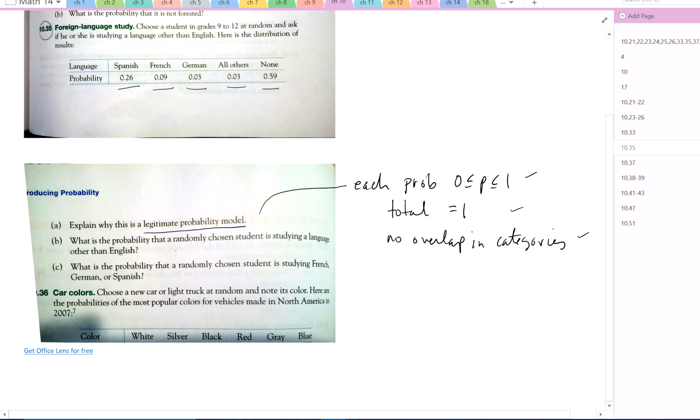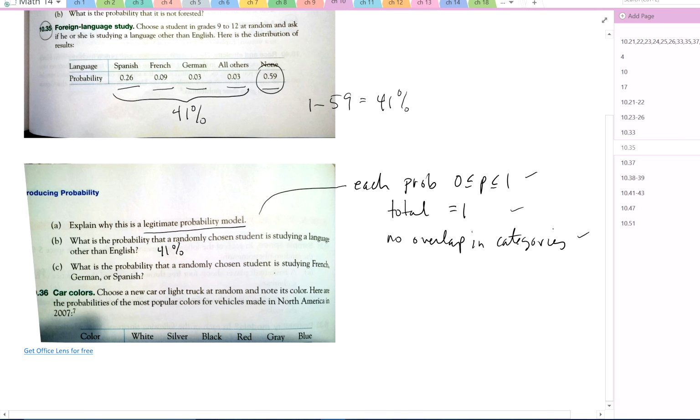What's the probability that a randomly chosen student is studying any language other than English? So other than English would be all of those. Well, I can add all those up, or I can say it's not 59, so all of these must be 41, right? Do you see how that works? You can add those up, which is 26 and 9 and 3 and 3, or I can just do 1 minus 59, which is of course 41%. Okay, so this would be 41%.